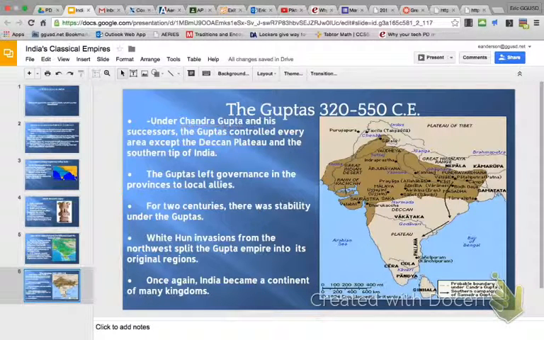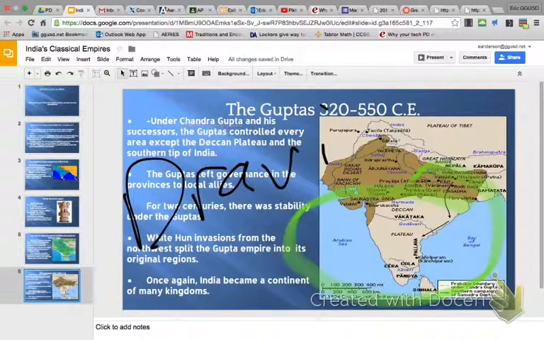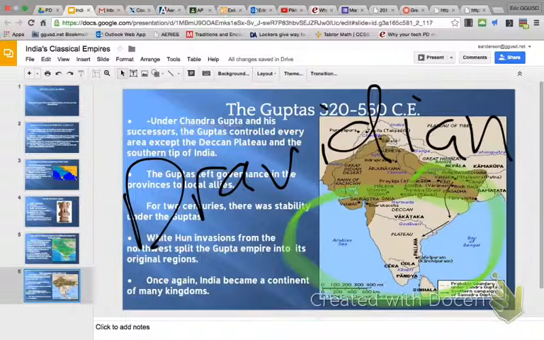One thing I really want to highlight here is once again, below the Deccan Plateau in the south, this area is very Dravidian. There's never a setup by the Guptas. Notice the Guptas are in the north. The Guptas would have been heavily influenced by Hinduism, but Buddhism also has a stronghold in this region at this time.